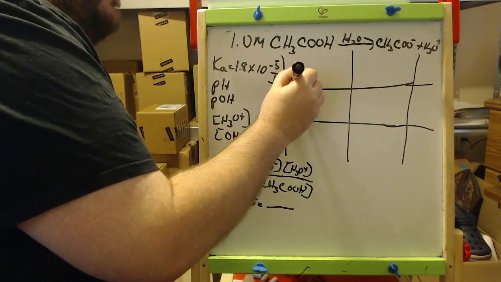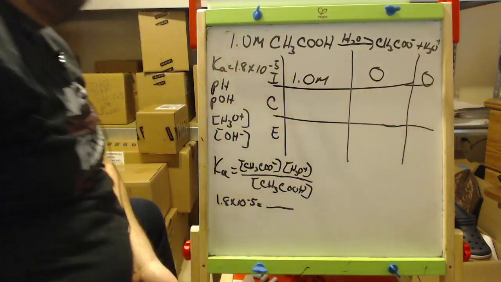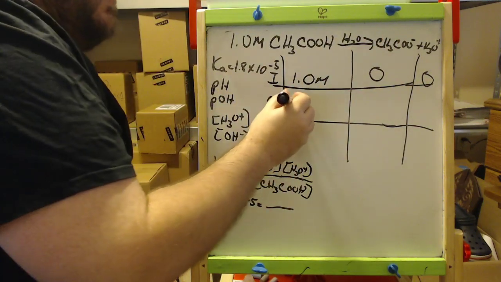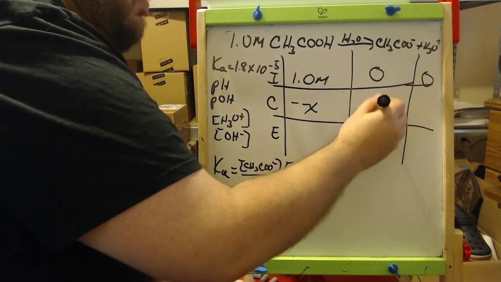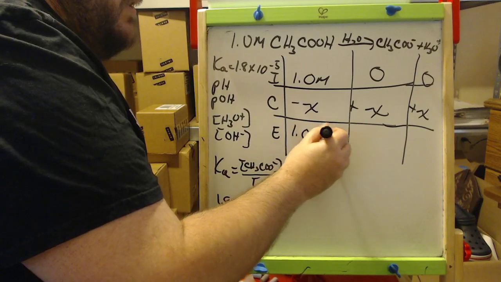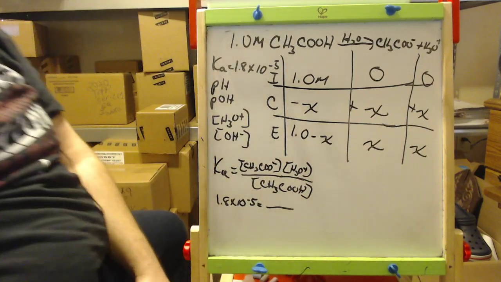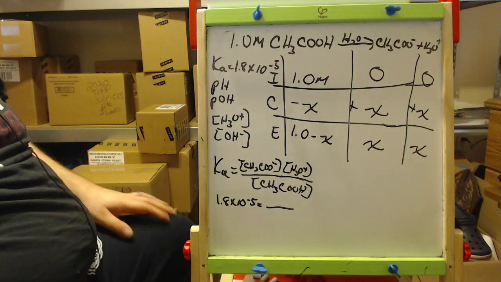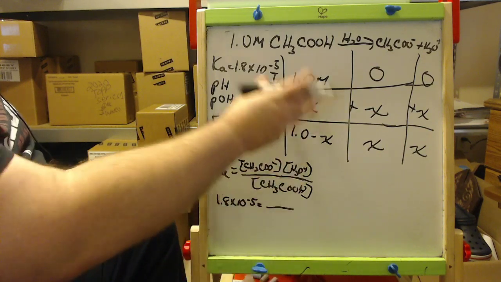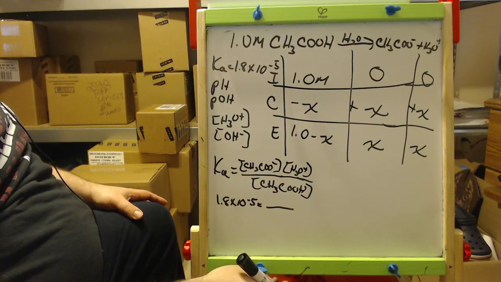My initial concentration of the acid, they told us, is 1 molar. I have no CH3COO minus. I have no hydronium. It's a 1-to-1 relationship, so this is going to go down by some value x, and these are going to go up by some value x. Therefore, I have 1.0 minus x for my equilibrium concentration for the acid. I have x and x for my concentrations of anion and hydronium. So we're just doing an ICE box like we did last chapter for weak acids.